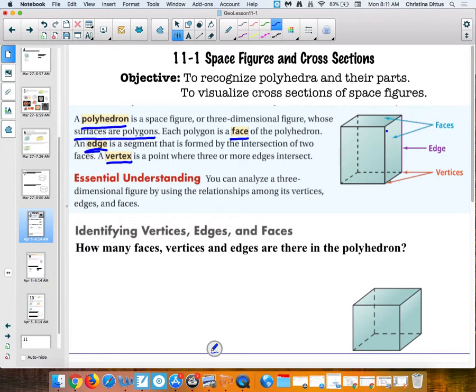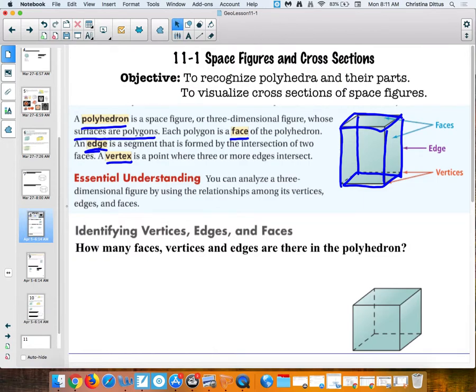Edges are where our faces meet, aka the lines. Okay, these are all edges. You got me? Okay? And then vertices are your points, where your edges intersect. So point, point, point, point, point, point, point. Those are my vertices. Okay? Think we got those words down? No? You don't think so?